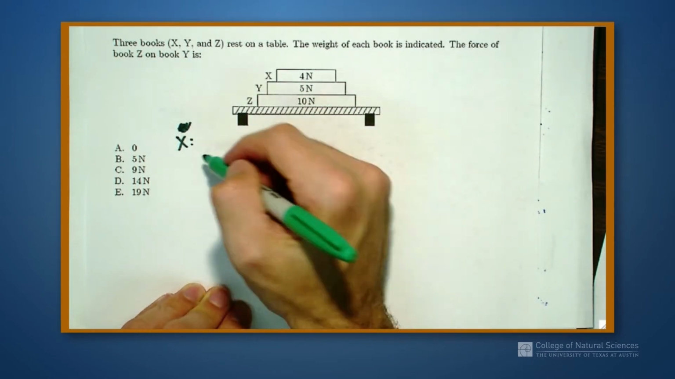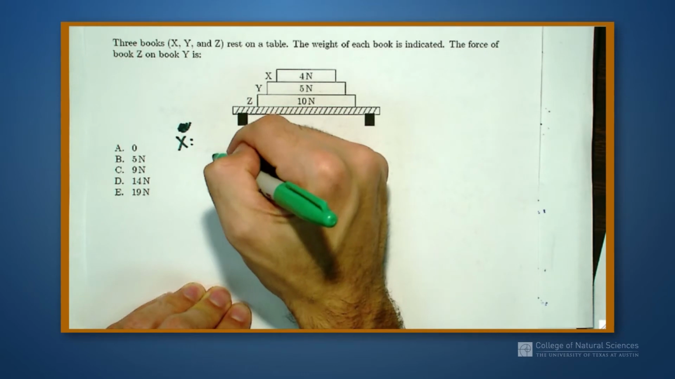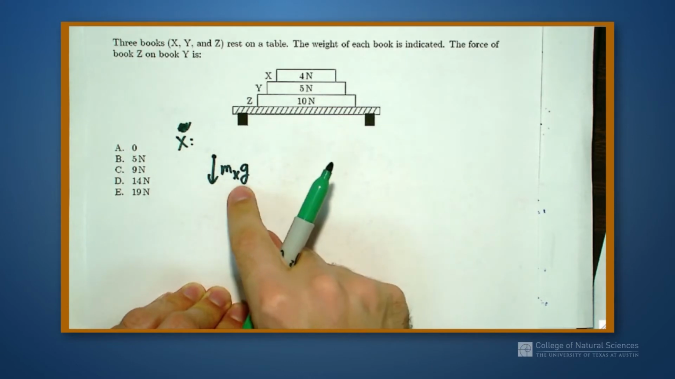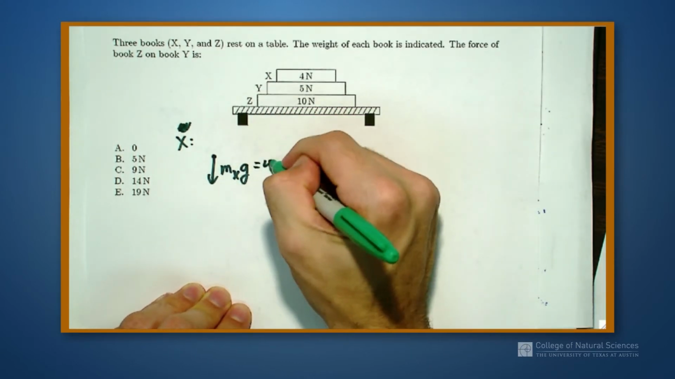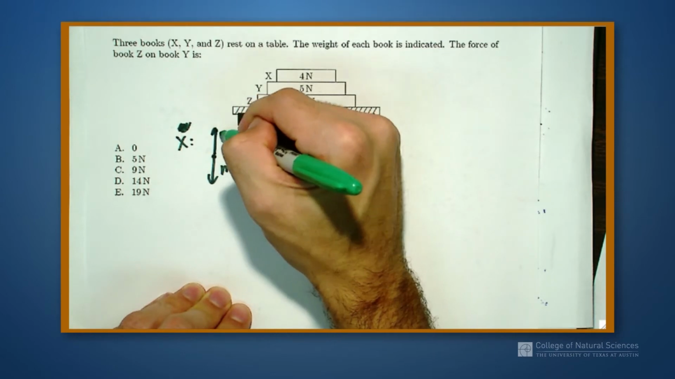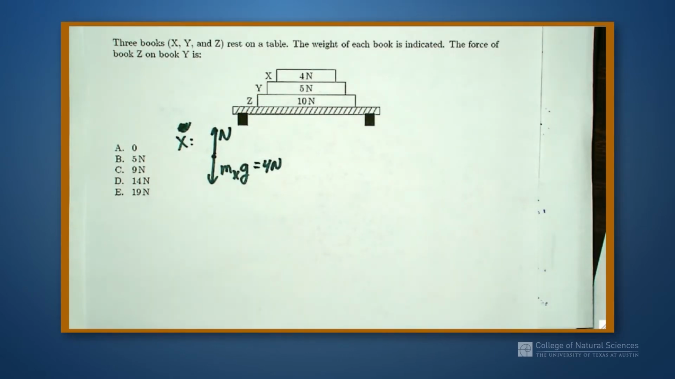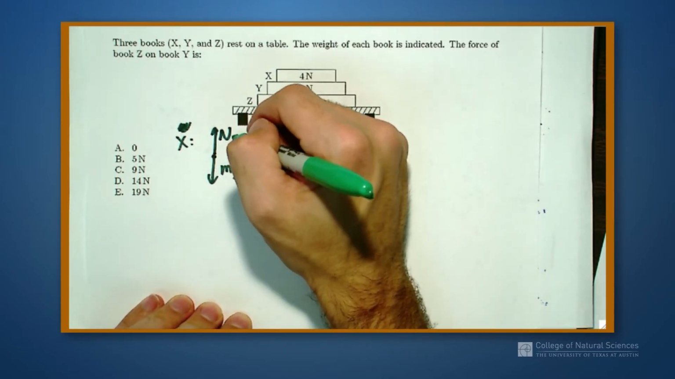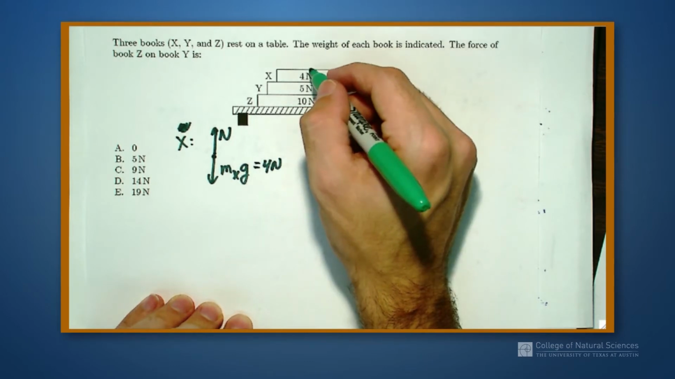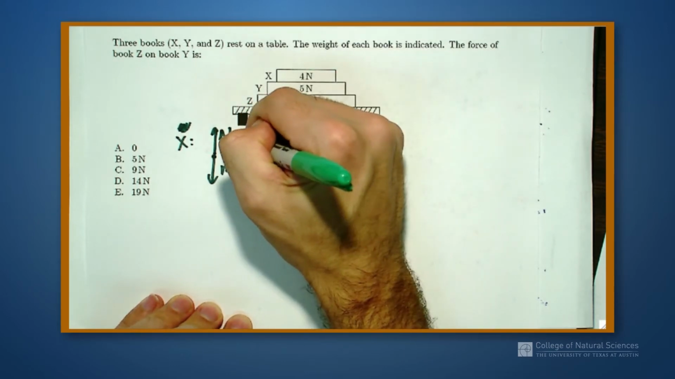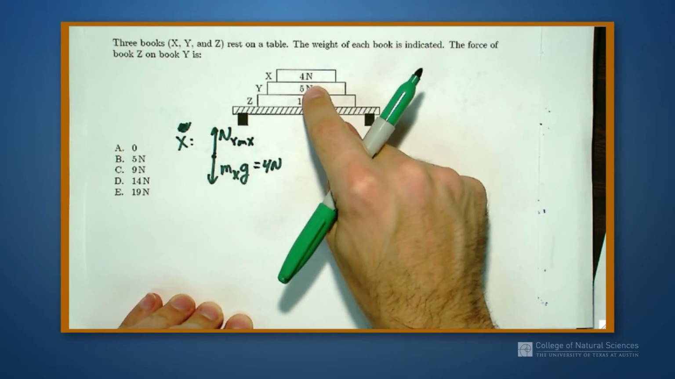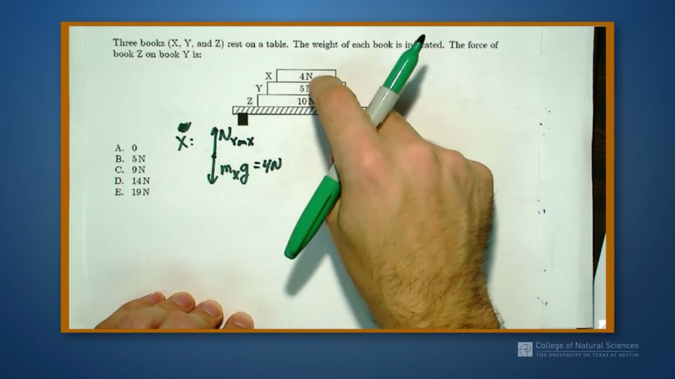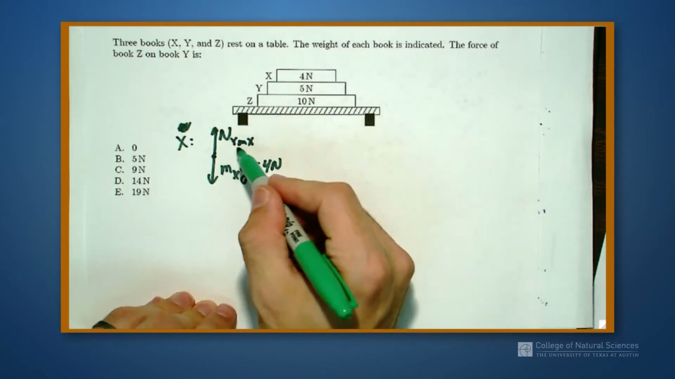object X. Now, object X is going to have two different forces on it. It's going to have a weight force, m sub x g, which is 4 newtons, and an upward normal force. But I'm going to be very specific on my normal forces. This is the normal force from Y on X. Block Y is pushing up on block X. Otherwise, block X would go falling through.